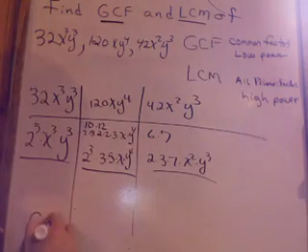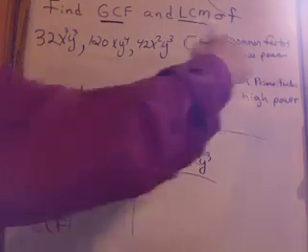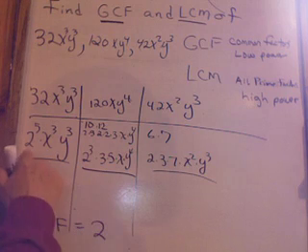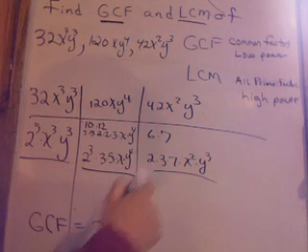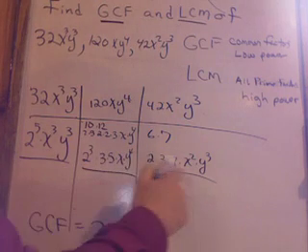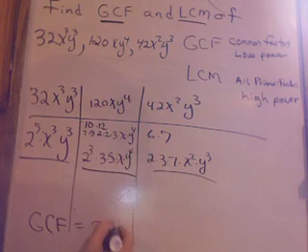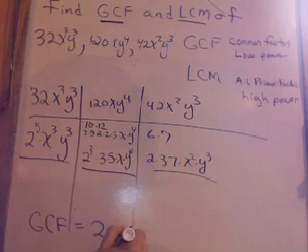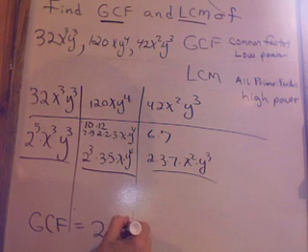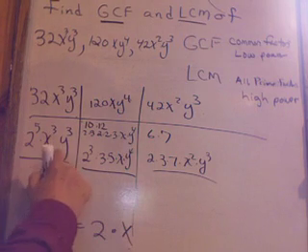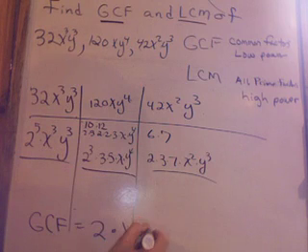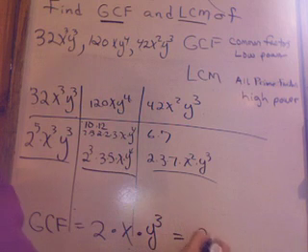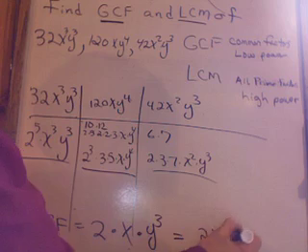GCF, following the rules. Common factors, so what's common? They all have a 2 and low power, so 2 to the 5th, 2 to the 3rd, or 2. Plain old 2, all right? Next common factor, do they all have a 3? Nope. Do they all have an x? Oh yeah. So which power do I use? x to the 3rd, x squared, just plain x. All right, y, 3rd, 4th, and 3rd. Which power do I use? y to the 3rd. That's the lowest one I see. So the GCF is 2x y to the 3rd.